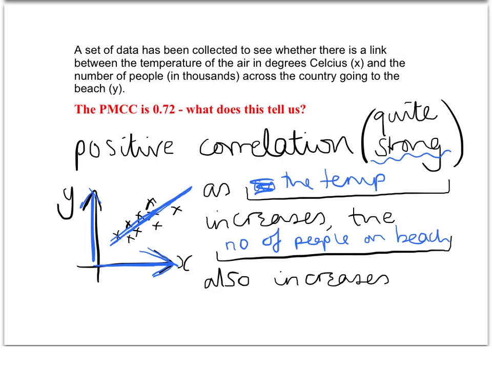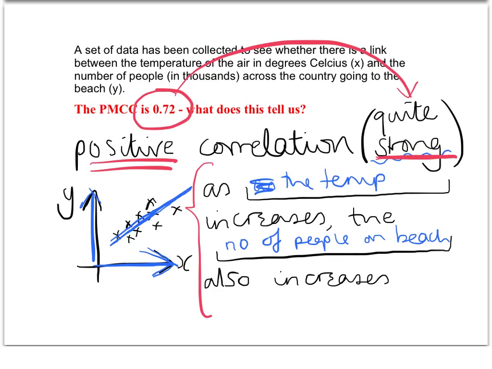So the full marks would be for realising that 0.72 gives you a positive correlation, and realising that since the biggest it can be is 1, that's actually quite a strong correlation. But then we also definitely need this sentence: as the thing on the x-axis, temperature, increases, the thing on the y-axis, number of people on the beach, also increases.